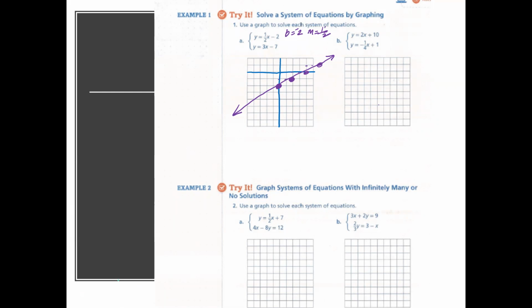So you're done with the first one. Now let's take a look at the second one. The second one, the b is at negative 7. Your slope is 3 over 1. So you go down 1, 2, 3, 4, 5, 6, 7. Then you're going to go up because your slope is a positive 3. 1, 2, 3 up, over to the right one. Do that again, and again. And here is your graph.